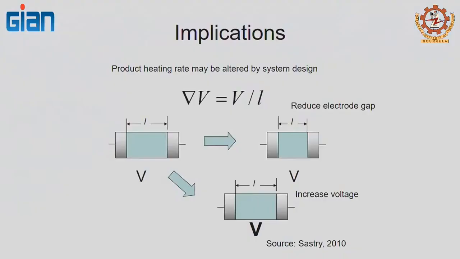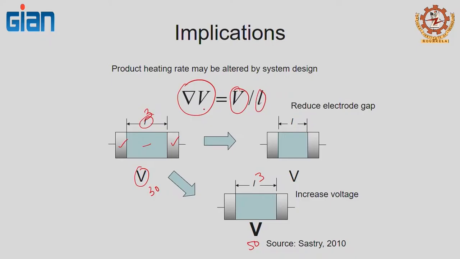This one also illustrates how the voltage gradient is influenced by the voltage and the distance between the electrodes. So, you have the product here, and two electrodes with a certain gap and a certain voltage. You can change the voltage gradient by increasing the voltage. Maybe let us say this is 30 volts, you increase it to 50 volts, and the distance is 3 centimeters, you keep the 3 centimeters, but the ratio is different.